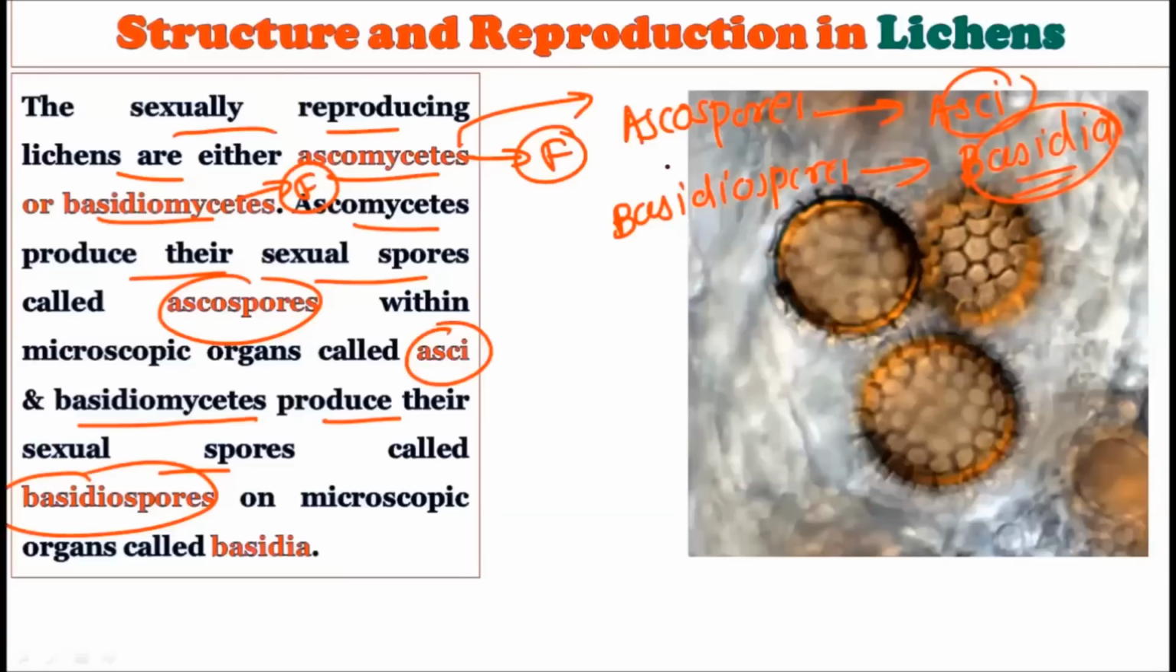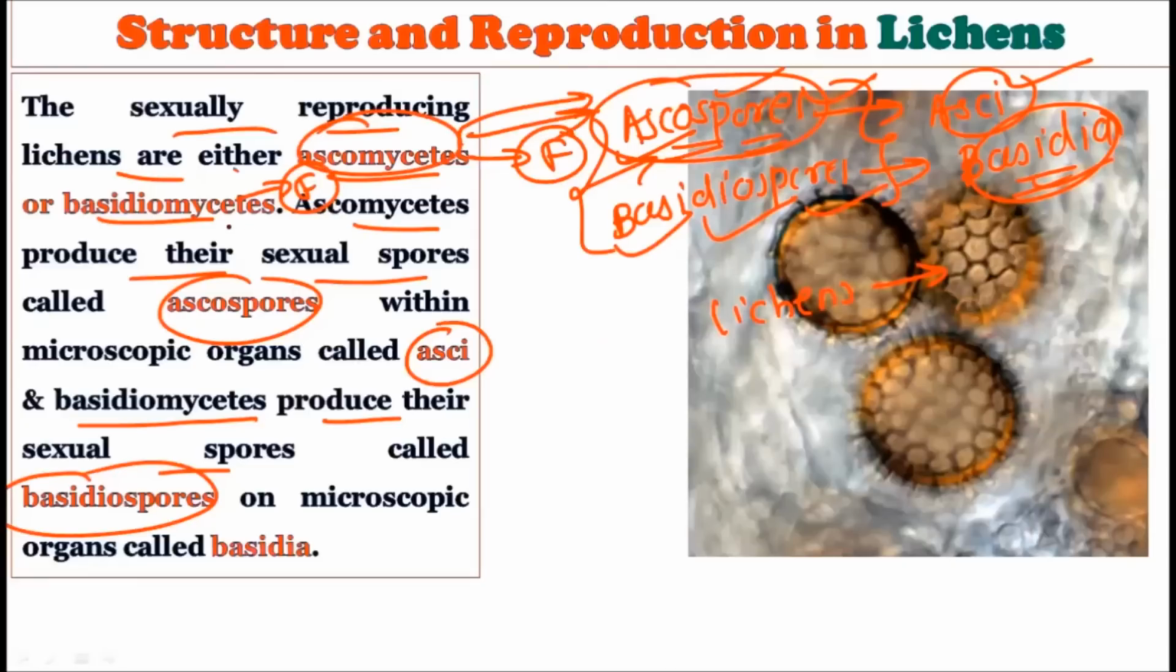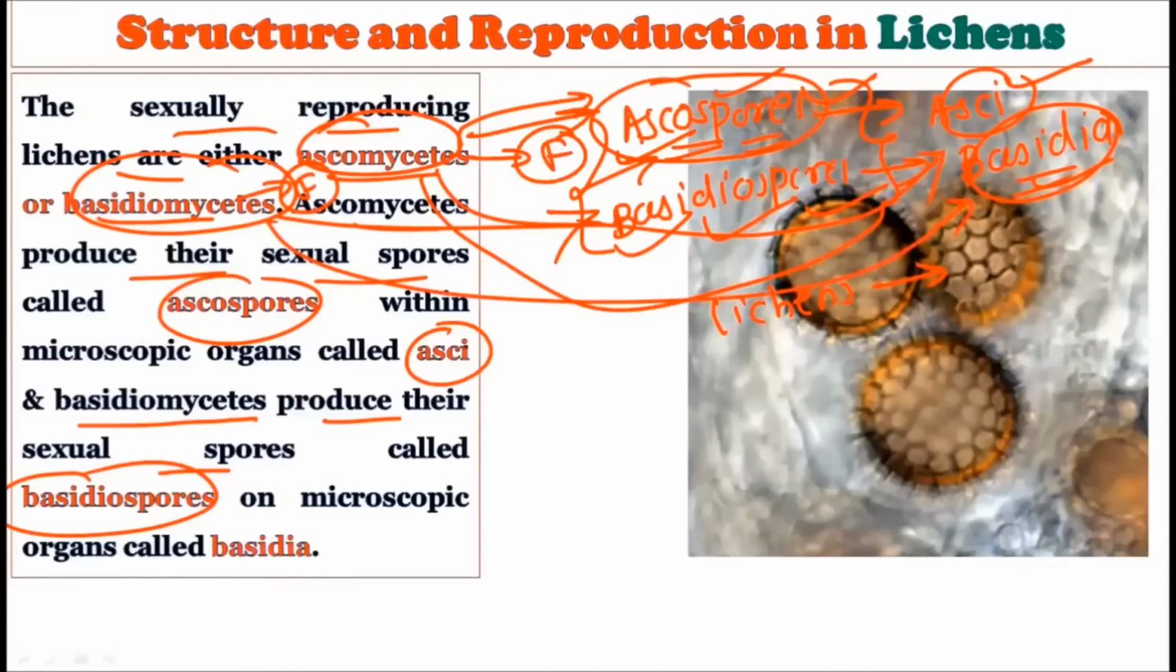So in these introductory lectures on lichens, we are saying that the fungal partner comes either from the ascomycetes or the basidiomycetes, and the majority of the time it comes from the ascomycetes. If the fungal partner belongs to the ascomycetes, it will produce ascospores in a special structure called the asci. If it belongs to the basidiomycetes, it will produce basidiospores in a special structure called the basidia. So depending upon the fungal partner, ascomycetes produce ascospores in asci, and basidiomycetes produce basidiospores in basidia.